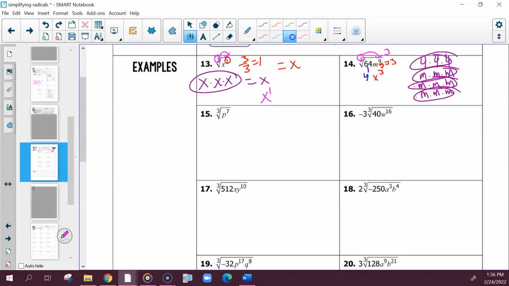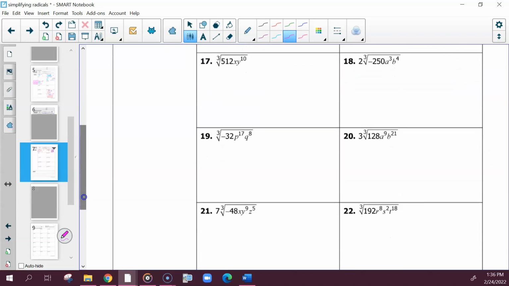Number 17. 512 is one of your perfect cubes. That is 8, I think. Yeah. X has a power of 1. That does not go into 3. It can't be a multiple of 3, so that's going to end up staying inside.